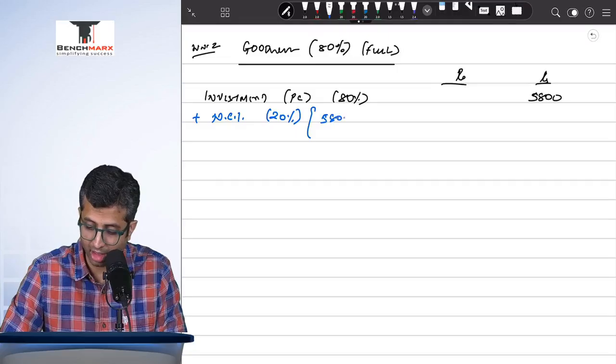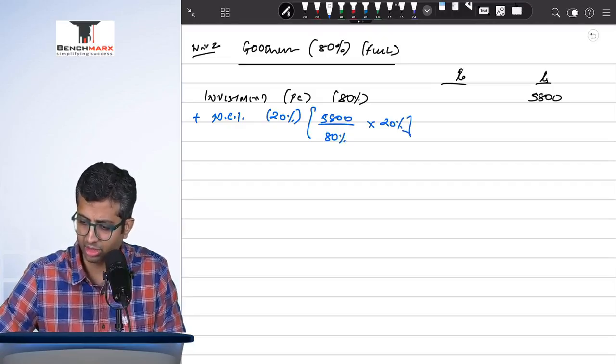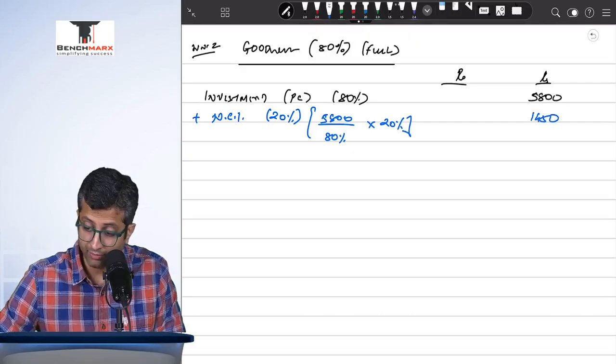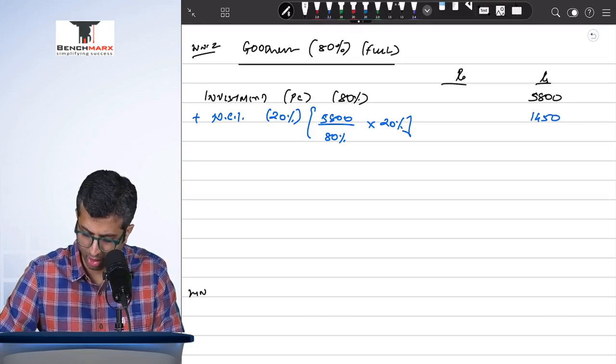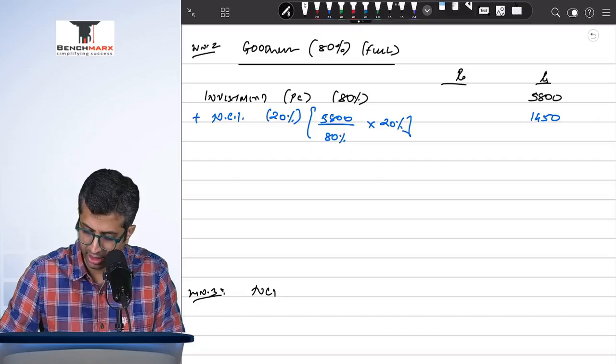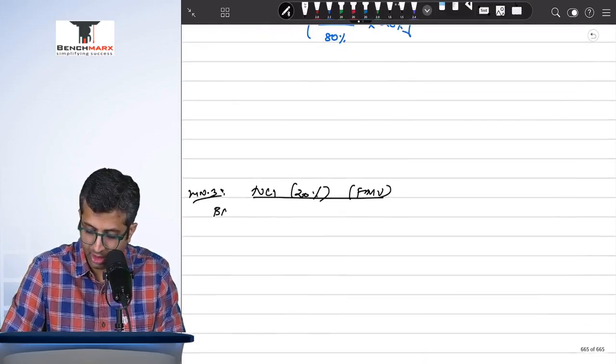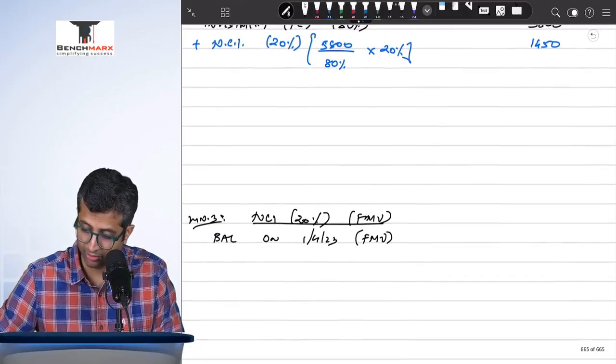So if 5,800 was for an 80% stake, then for a 20% stake, your NCI will be how much? 5,800 divided by 0.8 into 0.2. How much do you get? Sir, 1450. When you prepare your working note number 3 on non-controlling interest, this is 20%, at fair market value. Your initial non-controlling interest will be the balance on 1st April 23. Can I say I will show this as 1450?